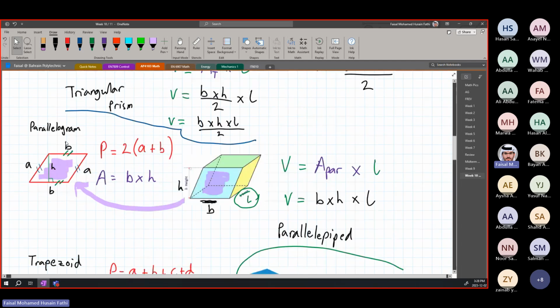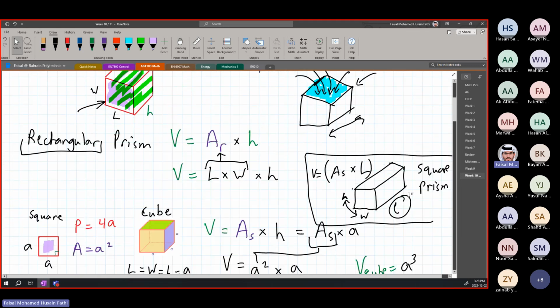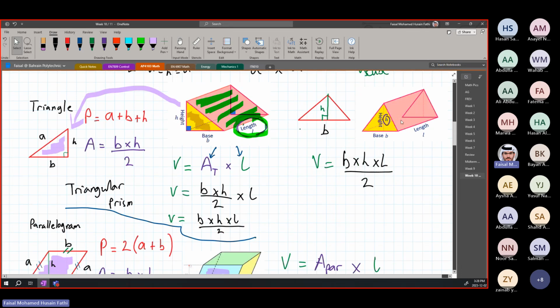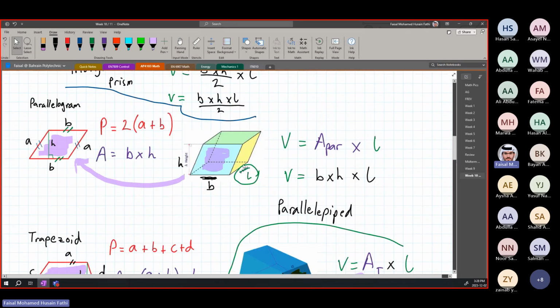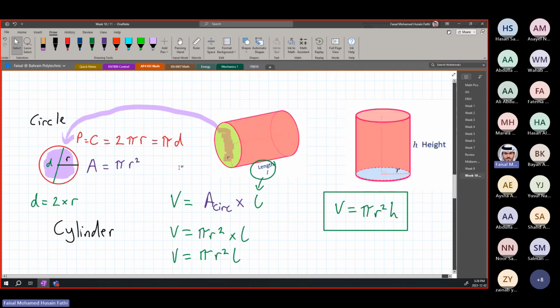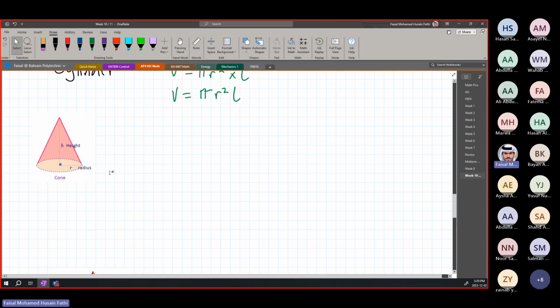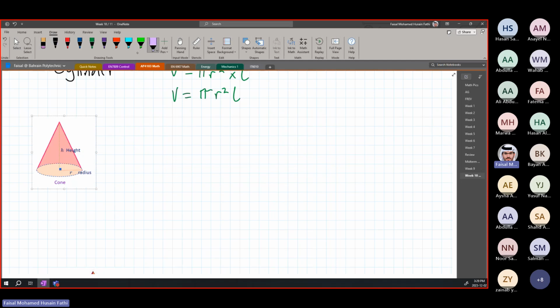So we covered the circle, the rectangle, rectangular prism, the cube, the square prism, triangular prisms, parallelogram prism or parallelepiped, trapezoidal prism, and the cylinder. Now we have some different shapes here which have the same concept but have different bases. What does that mean? If we look at the bottom part, it is a circle. So we know what the area of the circle is.